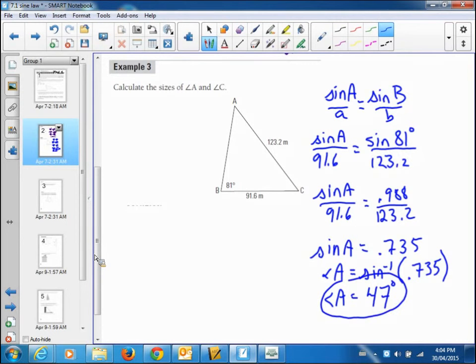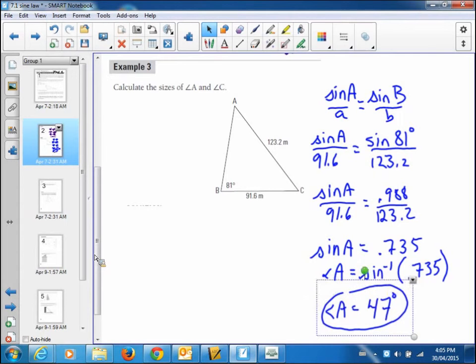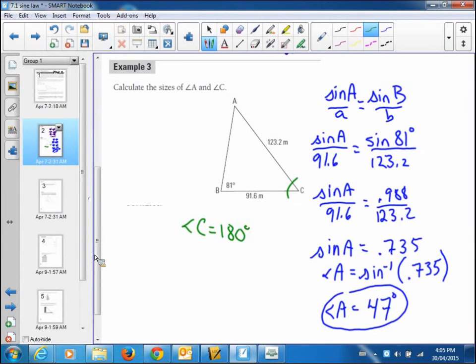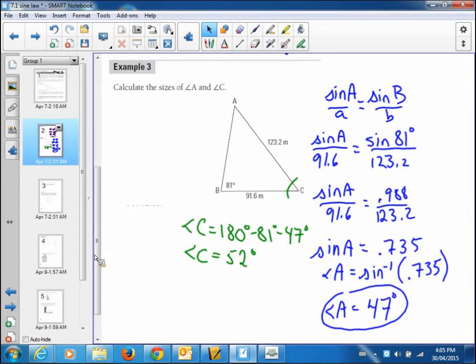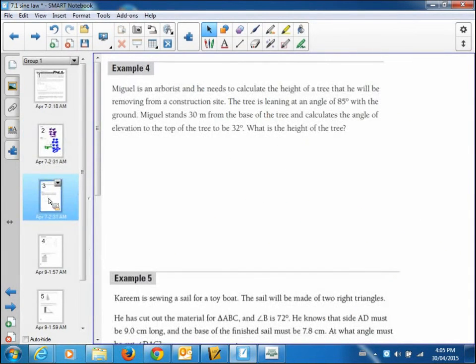Now that only solves part. Then to find angle C, after the fact, 180, because it's a triangle, minus 81 degrees, minus the new angle of 47 degrees, C is equal to 52 degrees. Okay, like I said, for the next example or so, again, pause and work these out as I go through them. If you just watch this, don't just copy it down. Maybe pause it and go back and see if you can work it out after watching.